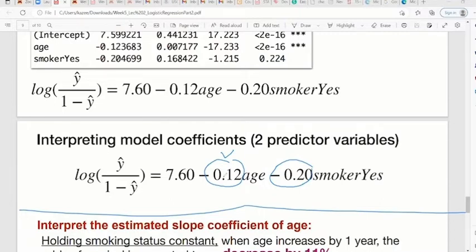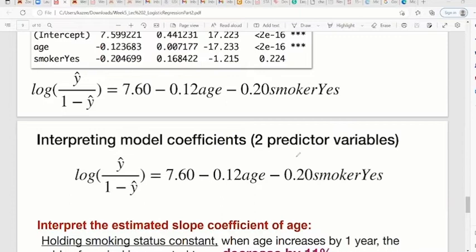If I want to interpret this, I'm going to say after holding smoking constant, for every unit increase in age, the log odd of surviving, that is of being alive, decreases by 0.12, because of the negative. If you see a plus here, it's going to be increases by that.